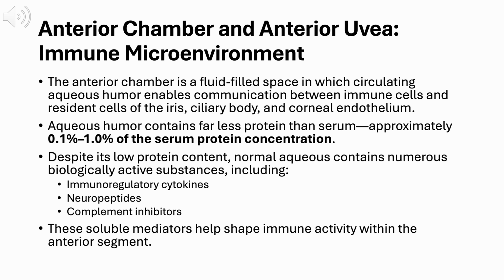But dilute does not mean inert. Despite that low protein content, normal aqueous is biologically busy, carrying immunoregulatory cytokines, neuropeptides, and complement inhibitors. These soluble mediators actively shape immune activity throughout the anterior segment, generally steering it towards suppression. Recall, these are some of the same factors that protect the corneal endothelium. So, the anterior chamber is a low-protein but highly regulated space. Next, the barrier that maintains this composition.